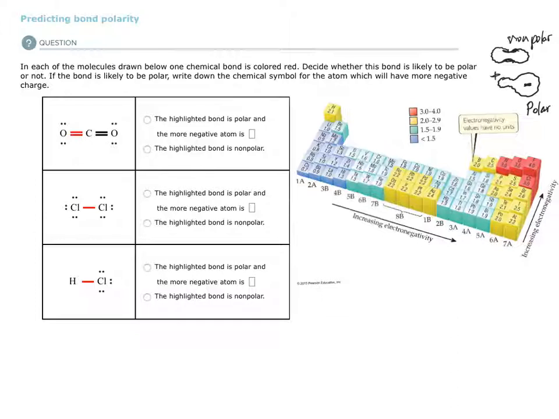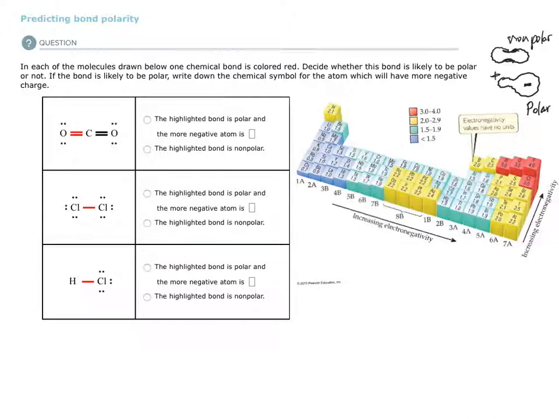Now the rule of thumb is if the difference between electronegativities is greater than 0.5, greater than a half, then it's polar. You'll take the electronegativity of the one and the other and subtract them. If the difference is 0.5 or less, it's considered totally equal sharing, even though it might be slightly off, it's still considered okay. But if it's more than 0.5, you're most likely going to consider it polar.